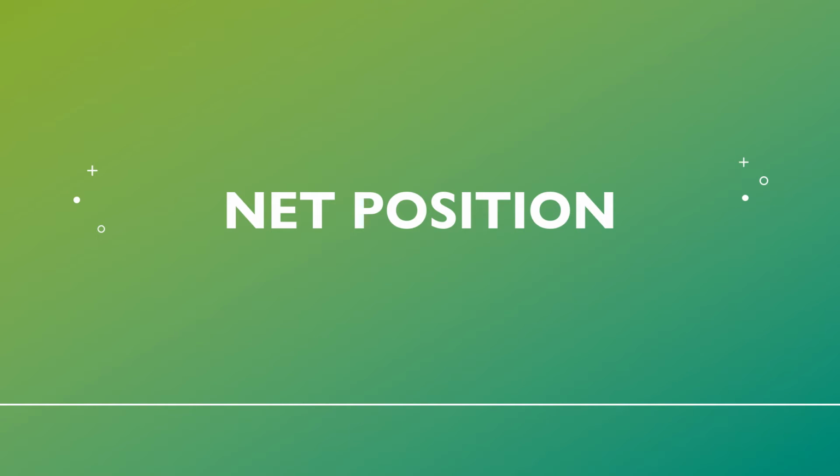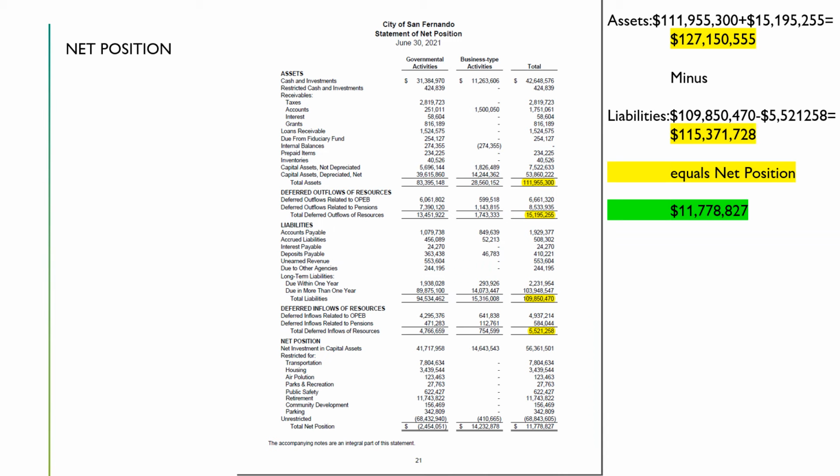Net position. The net position is important because it tells you if the city is able to pay its debts with its assets. In the fiscal year of 2021, the city of San Fernando had enough assets to cover its liabilities. Their net position was about 11,778,827. This is a good position for the city to be in.